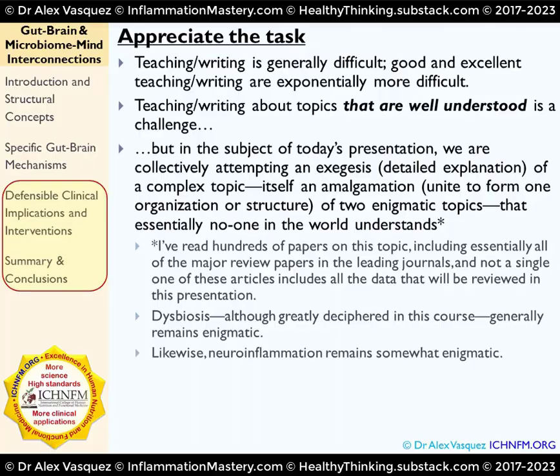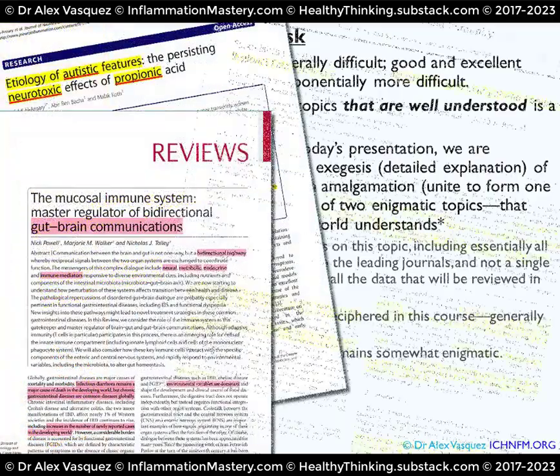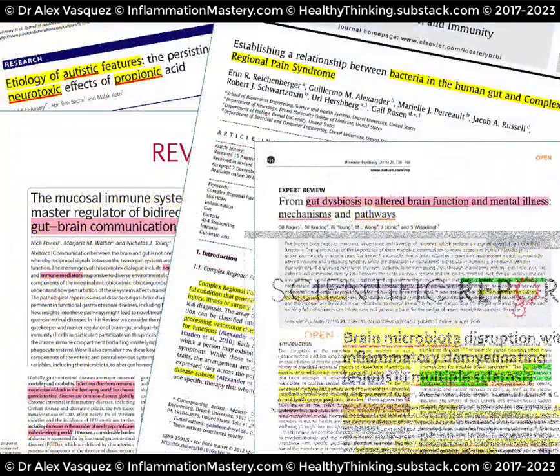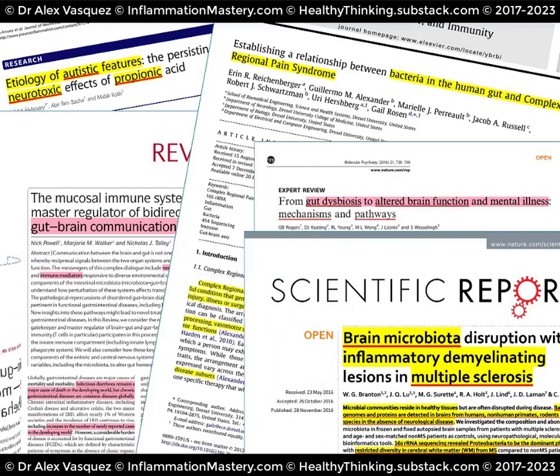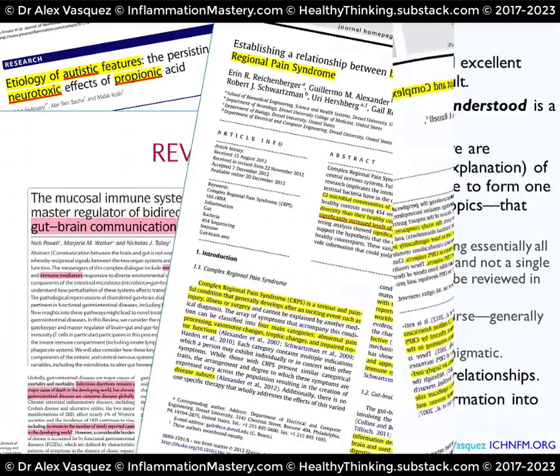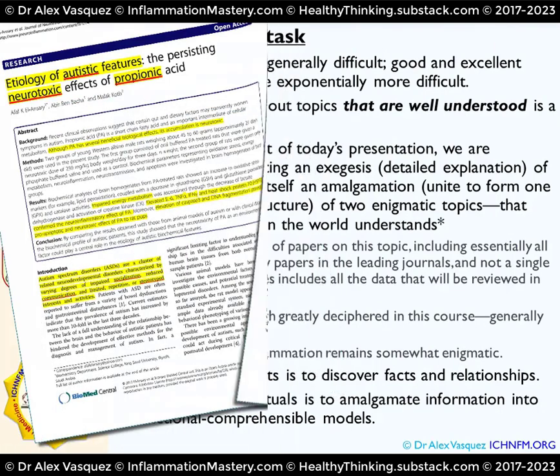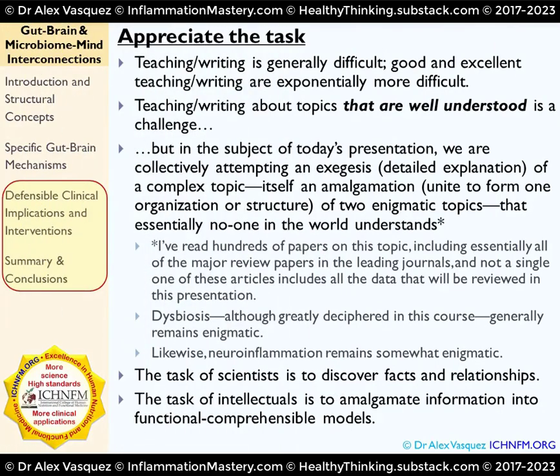I've certainly done my due diligence in that I've read hundreds of articles on this topic, including essentially all of the major review papers. I'll talk about some of the better papers later in today's presentation. All of these have been published in leading journals, and not a single one of these articles has included all of the information that I'm going to cover today. As I state towards the bottom, the task of scientists is to discover facts and relationships. The task of intellectuals is to amalgamate all of that information into functional, comprehensible, and impactful models.